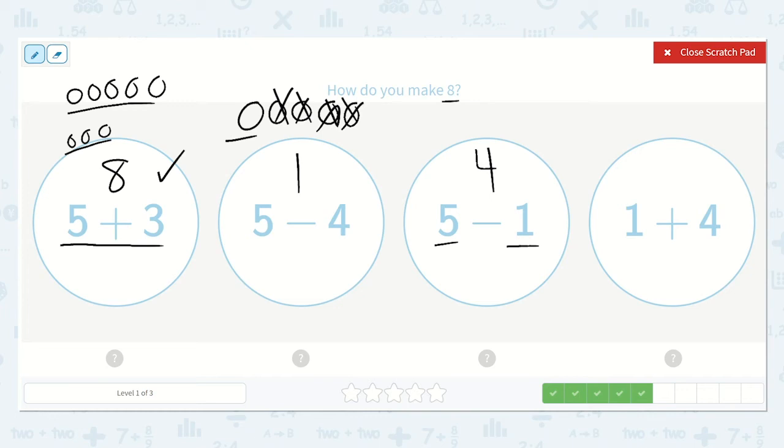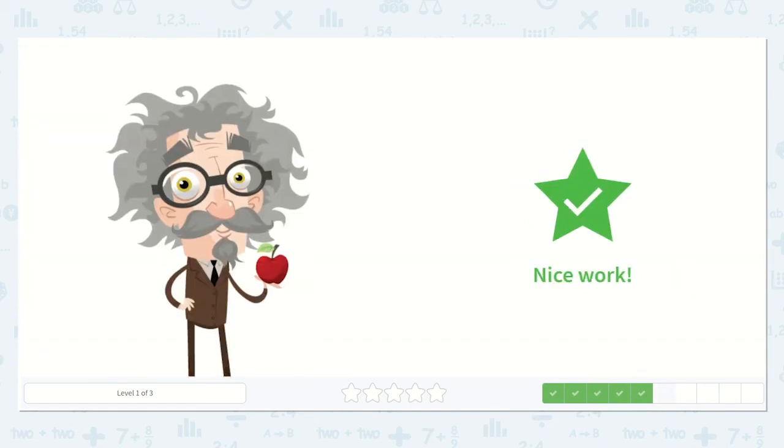All right, now if we have 1 plus 4, it's going to be 1 more than 4. What is the next number after 4? Yes, 5. Again, too small. So 5 plus 3 is the one that is equal to 8.